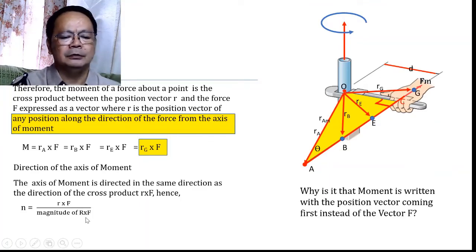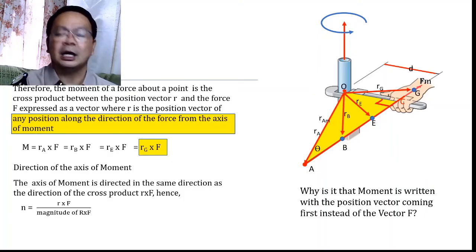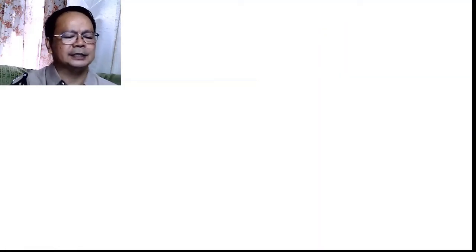And so, you may be asking, why is it that the moment is written with the position vector coming first instead of the vector F? You will notice that in the definition of the moment here, the moment are all represented with the position vector all coming first before F. Why is it not F comes first? So this will be explained by this concept.